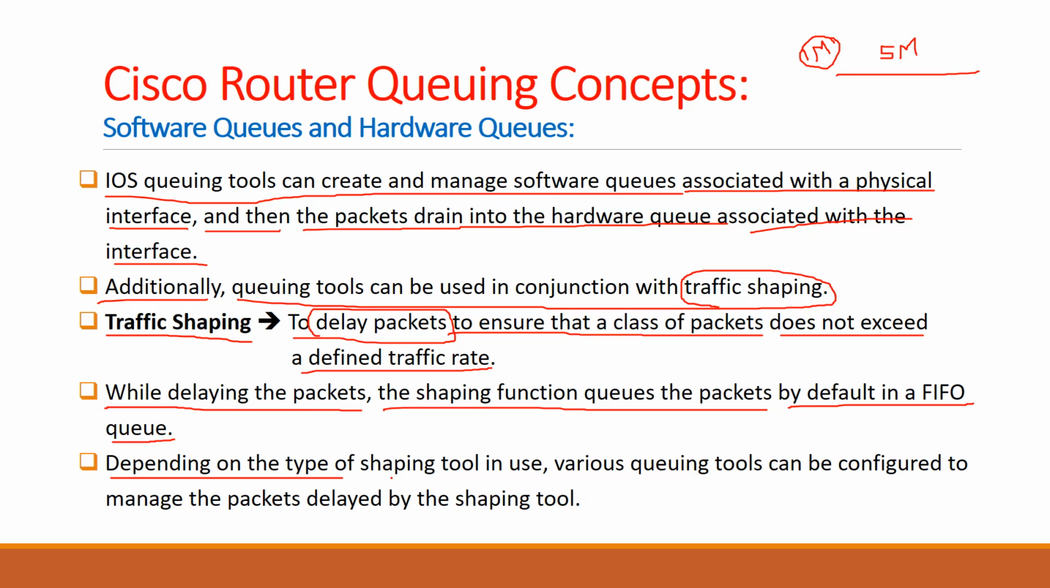Depending on the type of shaping tool in use, various queuing tools can be configured to manage the packets delayed by the shaping tool. And for your information, we will have another video that demonstrates traffic shaping and policing, but we will not focus on traffic shaping in this video. Just for your information, the definition of shaping: what is traffic shaping? To delay the packets, to ensure that they are not exceeding a defined traffic rate. And queuing tools can be used in conjunction with traffic shaping.